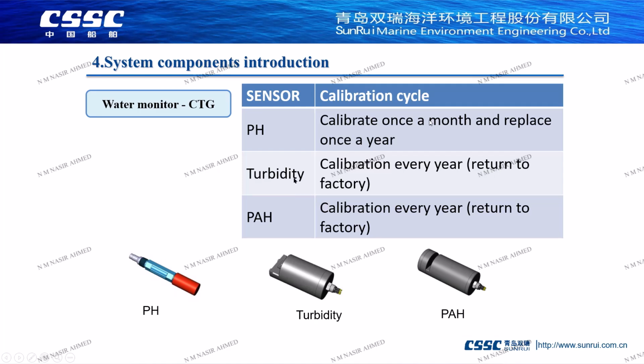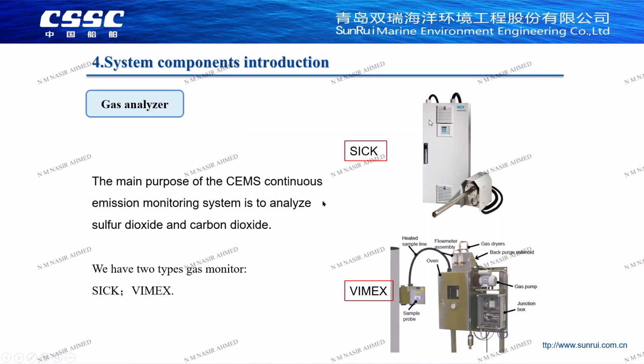For CTG's water analyzers, the turbidimeter and pH sensor cannot be calibrated on the ship and can only be returned to the factory for calibration. Next, we introduce the flue gas analyzer. There are two main types of flue gas analyzers. One is SIC and one is VMAX.